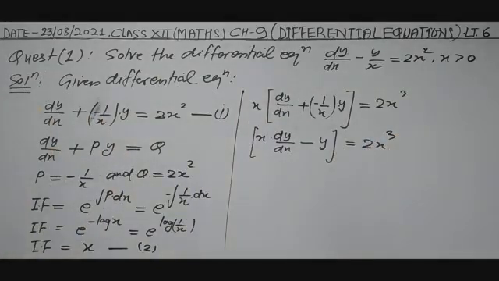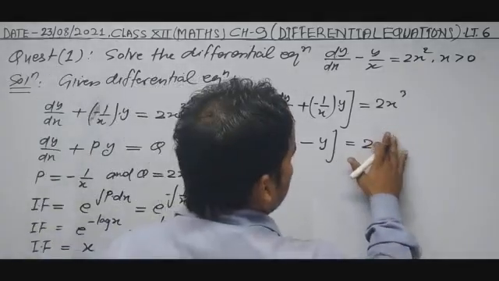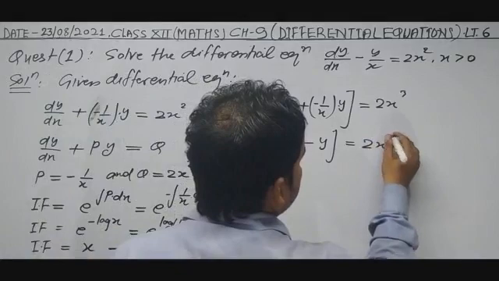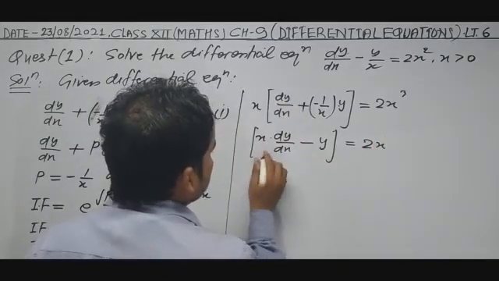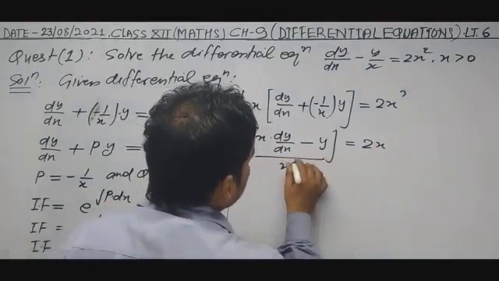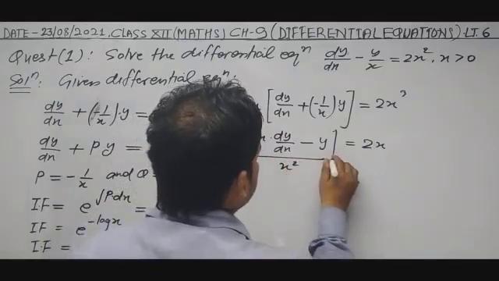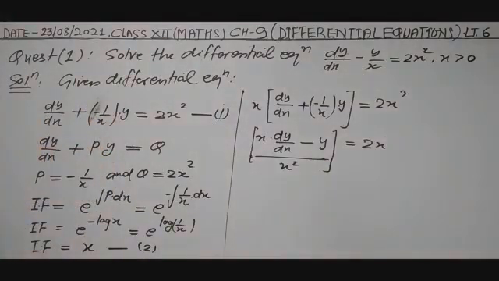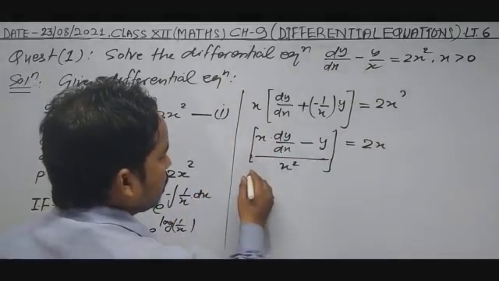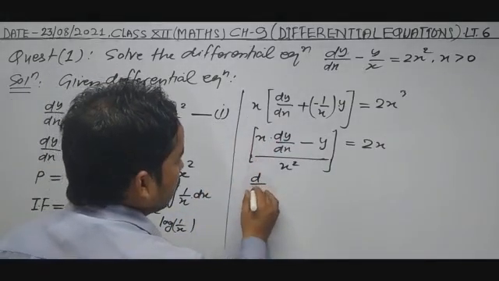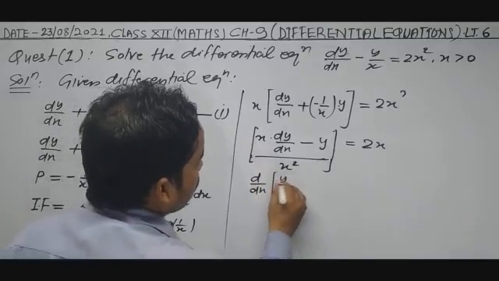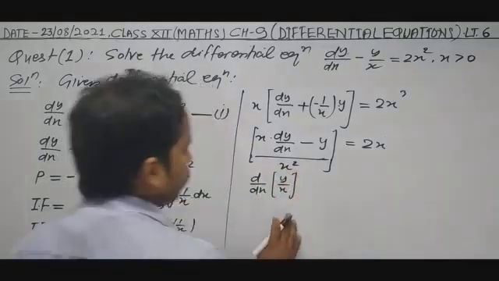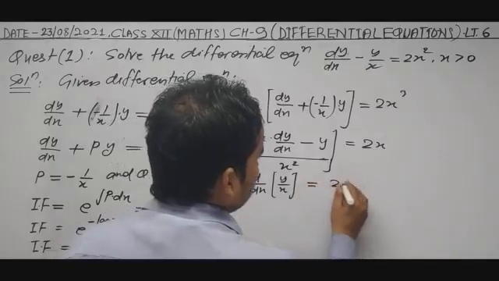See, if any doubts please clear them. Suppose I have taken x square in the denominator of the left hand side, so this is the same result. Now what can you say about this function? This is the d by dx of y by x, you know, and it is equal to 2x.